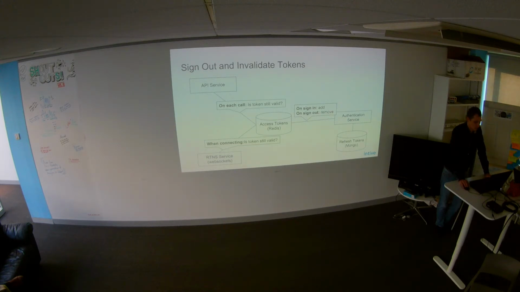So on each call, the API asks the Redis database whether the token is valid. It has read rights here. Similarly, the RTNS service, WebSockets, asks when a connection is established whether it's still valid. If it's not, then a few things can happen. The authentication service stores to this database.